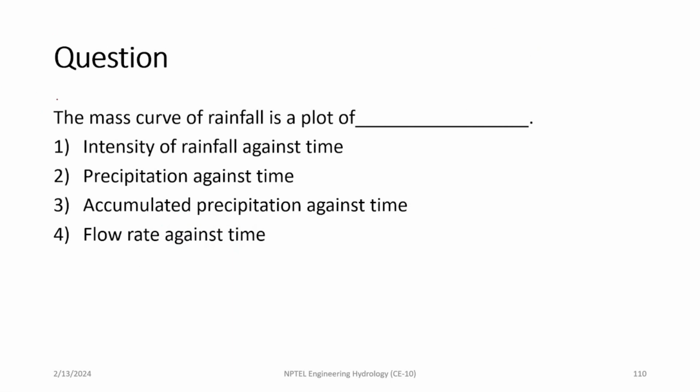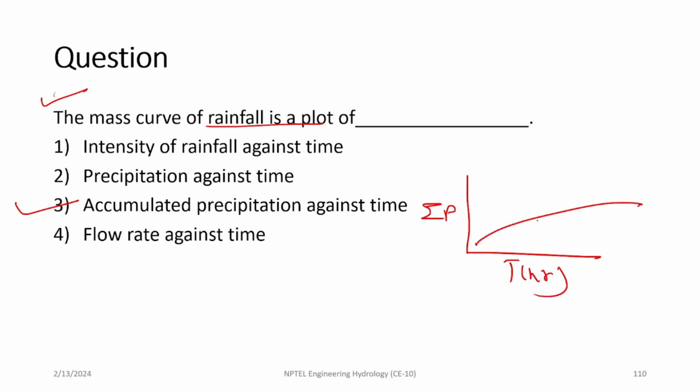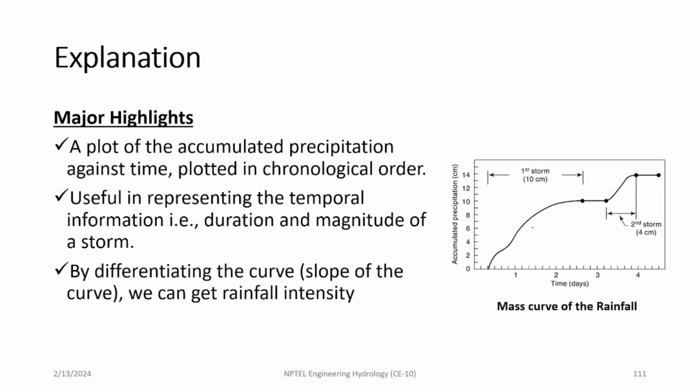Now again there is a question. I guess you may be familiar with this question: the mass curve of rainfall is a plot of... Yes, it's an accumulation of precipitation against time. Yes, you are right, Ashish, it is just an accumulation. So it is the summation of P with respect to time. Time will be in hours, and we will get a rising curve. It will look like this.